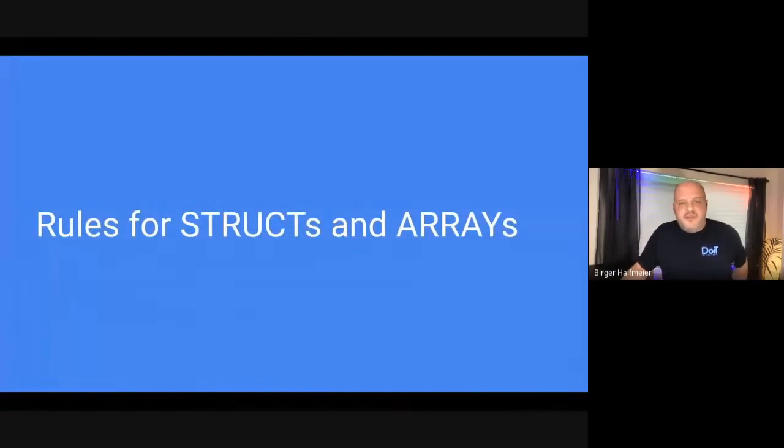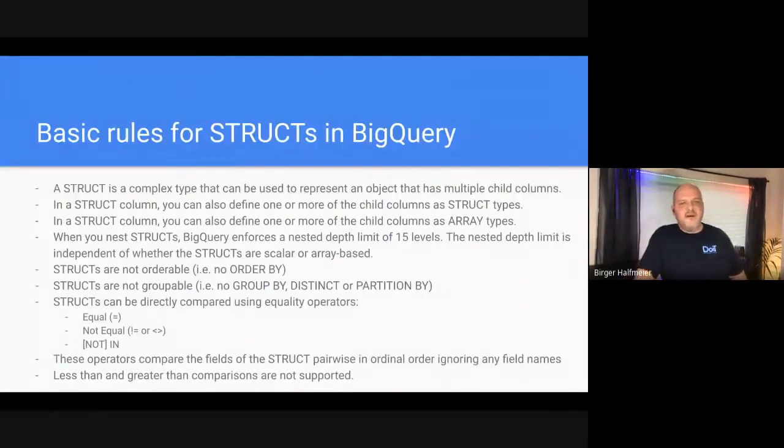All right, before we get into the demo, some important rules for structs and arrays. In BigQuery, a lot of these things will also apply in other systems, but specifically in BigQuery. So the rules for structs are basically a struct can have any number of columns. Actually, I don't know exactly, there's probably a limit somewhere, but you can have a lot of columns, and the columns can be of any type. So they can be a simple type, they can be a struct, or they can be an array. You can have nested structs, and you can nest up to 15 levels deep.